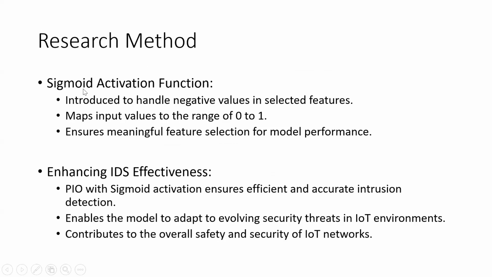After that, we use the sigmoid activation function. It is introduced to handle negative values in selected features, mapping input values to the range of 0 to 1. The sigmoid activation function also ensures meaningful visualization of model performance. In this case, we enhance IDS effectiveness with sigmoid activation and ensure efficient, accurate intrusion detection. The second is to enable the model to adapt to evolving security threats in IoT environments, and the IDS contributes to the overall safety and security of Internet of Things networks.